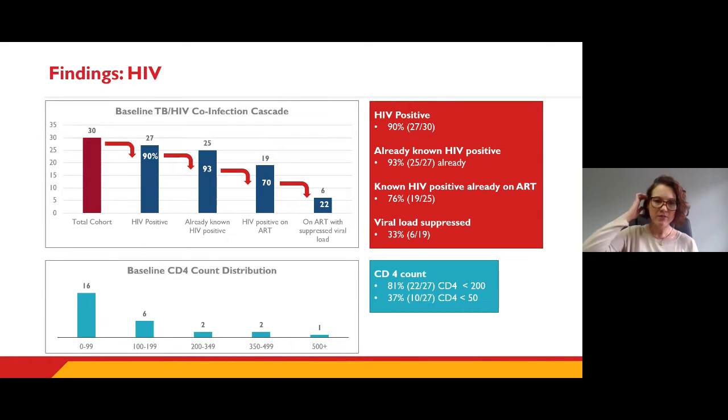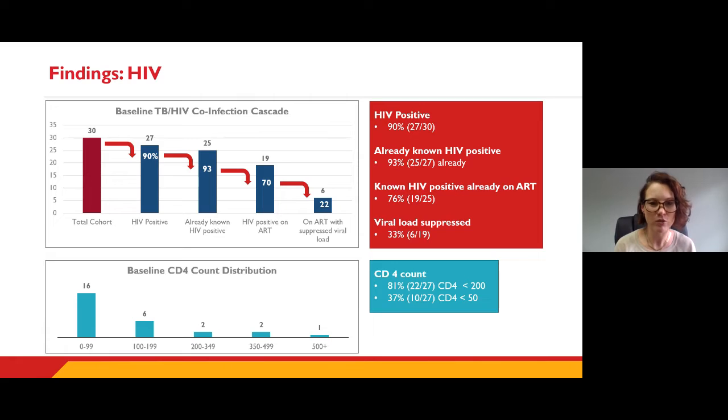So when we looked at the HIV history, as I said, we found a high rate of HIV positivity, so 27 out of the 30, so 90%, were HIV positive. But we delved a little bit deeper into that HIV history and found that of those 27, 25 already knew their HIV status. So it wasn't a new diagnosis of HIV. These people had obviously had some kind of engagement with healthcare services prior to the current diagnosis.